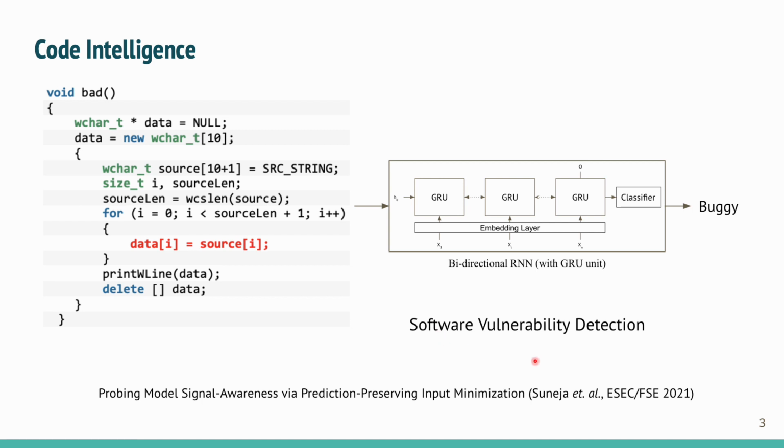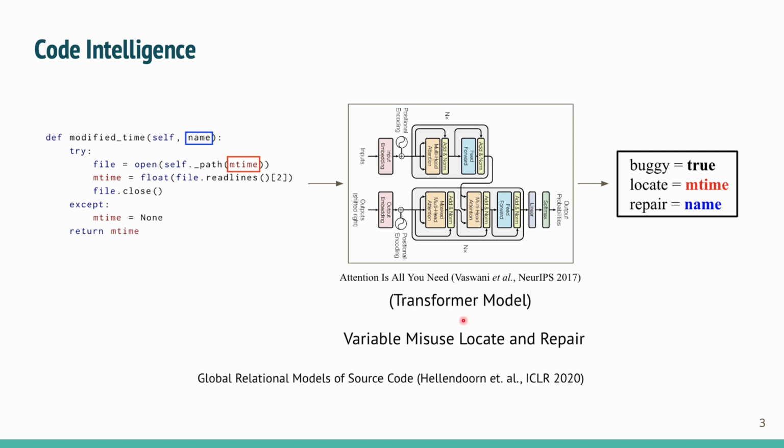This is an example of a software vulnerability detection task, where a bidirectional RNN model takes a program as a sequence of tokens and predicts whether the program contains any vulnerability. This one is the example for the variable misuse locate and repair task. This task utilizes the transformer model. Given an input program, the model predicts whether the program contains a variable misuse bug, then points to the location of the buggy variable and its corresponding correct variable.